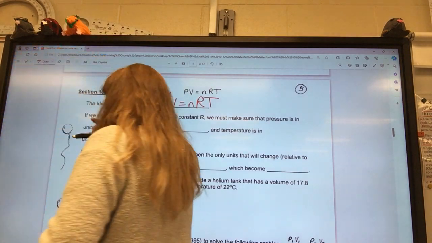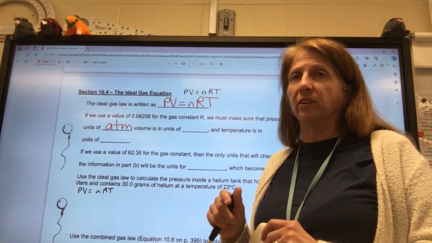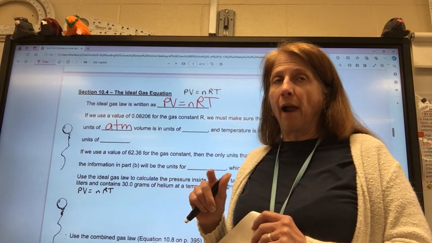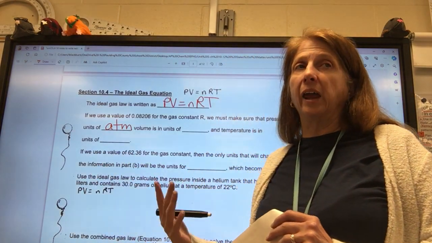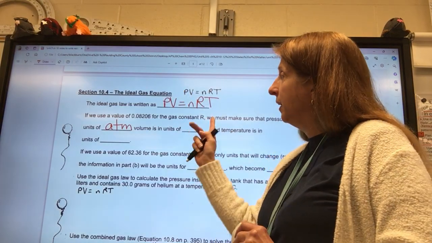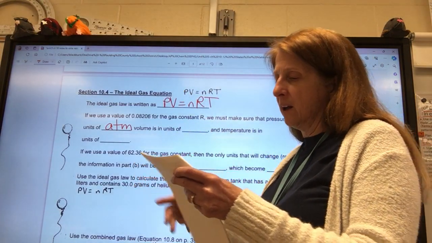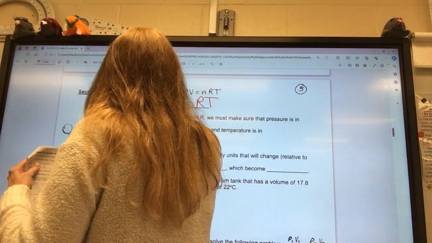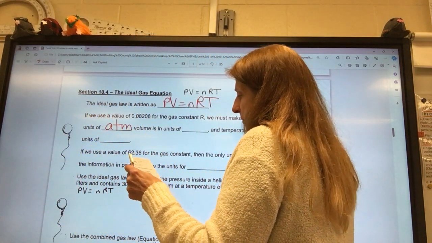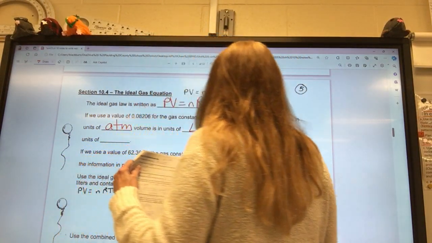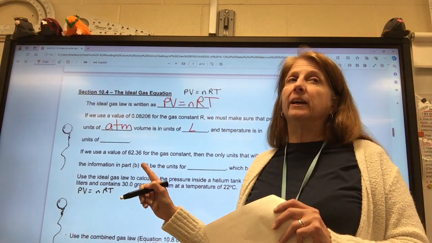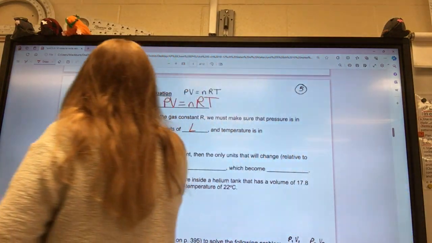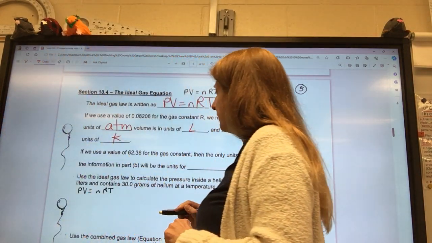Now, there's a whole bunch of different units for R. But it appears from this and what I've read that on the AP test they only do two. This one and that one. So for this one, the pressure is in atmospheres, the volume needs to be in liters, and in all gas laws, what does the temperature have to be in? Kelvin. Very good.